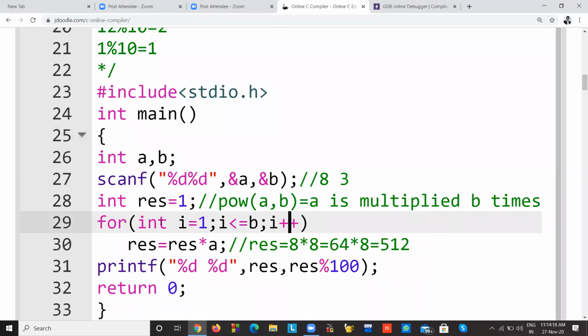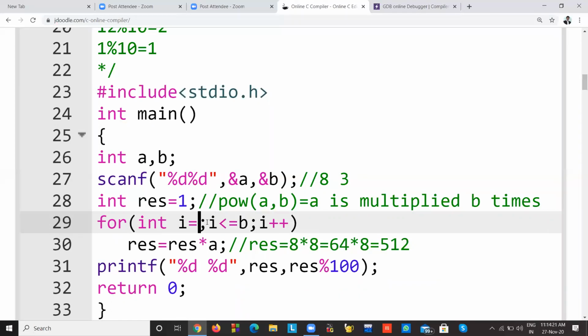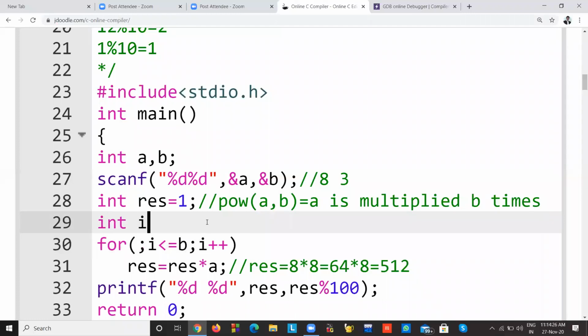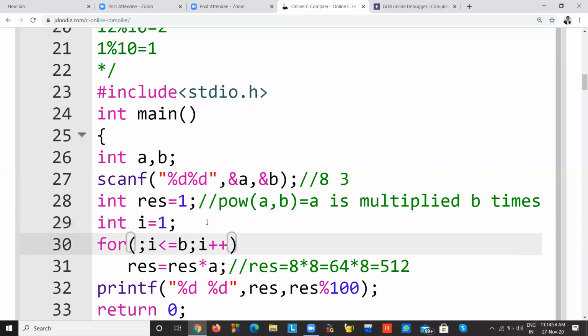See here. Just tell me. Is there anything wrong here? I have removed int I from the for loop and declared it before the for loop. And even in the for loop also, I'm not writing I is equal to 1 here itself. I'm not writing it in the for loop. Is there anything wrong here? Yes or no?